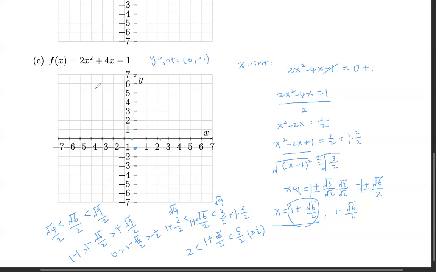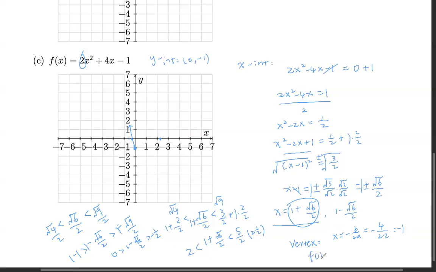Right. And our leading coefficient a is positive, so we have an upward parabola. So this side will have something like this. Right. But let's find our vertex. The vertex x value equals negative b over 2a. In this case, b is 4, a is 2. So negative 4 over 4, that's negative 1.